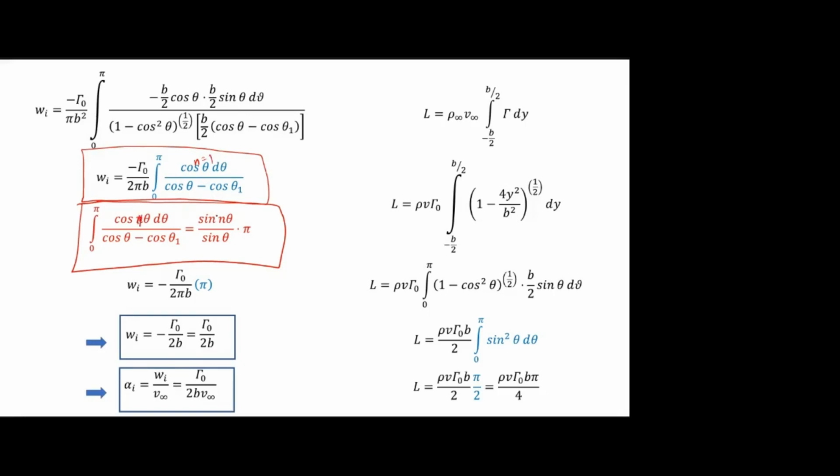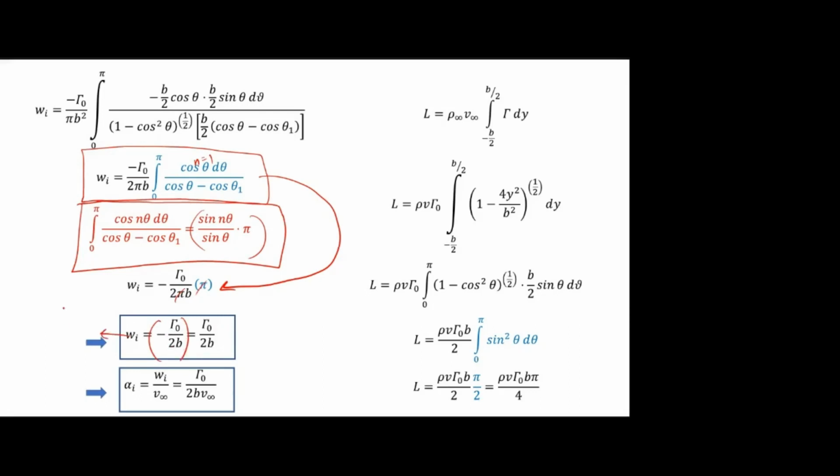So if you substitute 1 everywhere, this term gets cancelled, you will get only pi. Okay, so the solution is pi. So this is the standard solution: cos n theta divided by cos theta minus cos theta 1. Apply here, you are getting only pi. Pi gets cancelled. Then it is minus gamma naught divided by 2V.